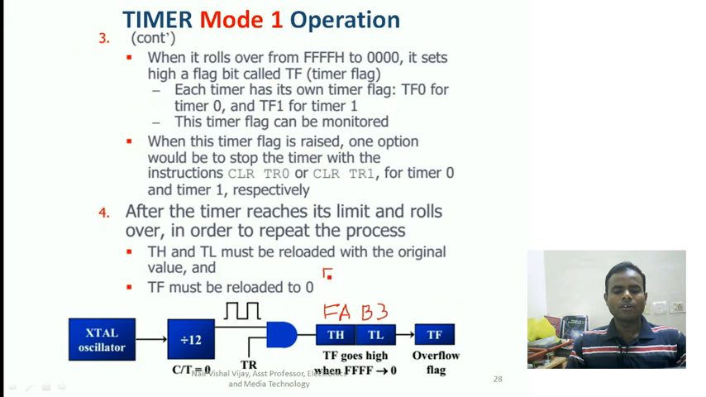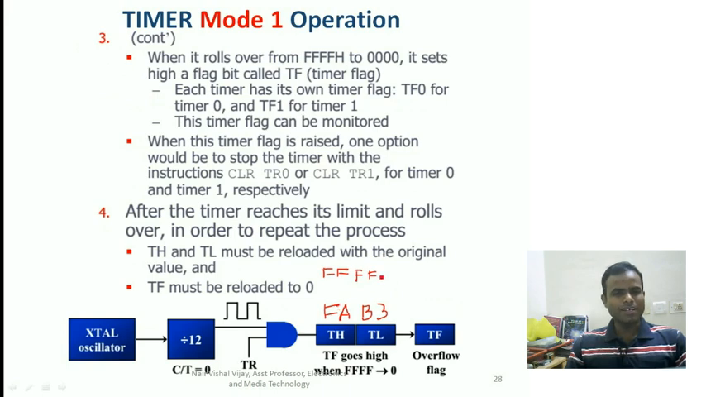When this is done, I have to load TH with this value FA, and I have to load TL with this value B3. So these are my initial values. Once I load TH and TL with these initial values, I start counting from these values. I don't start counting from 0000, which is the default value. When I start counting from FA B3, I can go up to the maximum value, and once it reaches it, it rolls back to 0000, where the timer overflow flag is set.